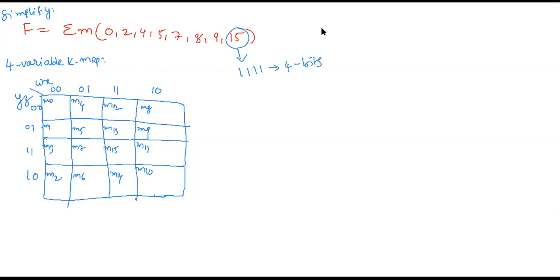Now, wherever the minterms are there, keep 1. M0, M2, M4, M5, M7, M8, M9, M15. Now, try to form the groups.